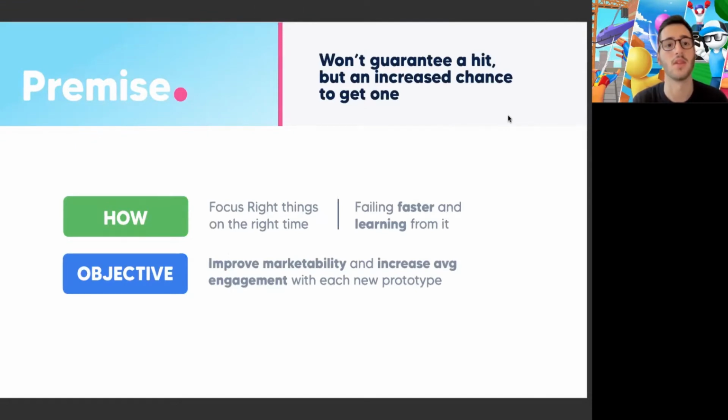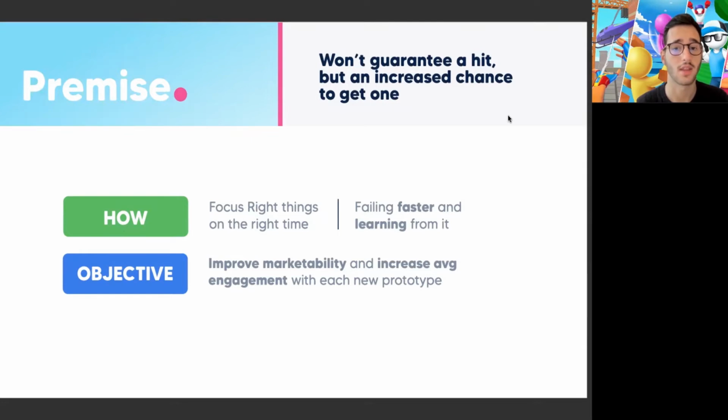A small premise that I would like to give on this presentation: I'm not going to give you guys the secret recipe to making a hit, but as I was mentioning earlier, the idea is to increase the chances of getting one. In order to do that, we're going to be looking mainly at how to focus on the right things at the right time, and in that same mindset to fail faster and learn from it.